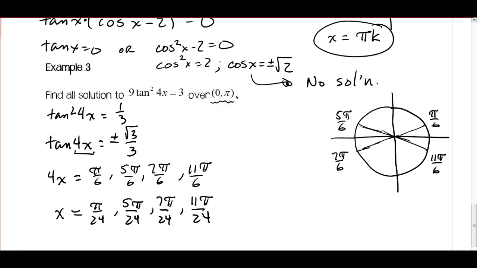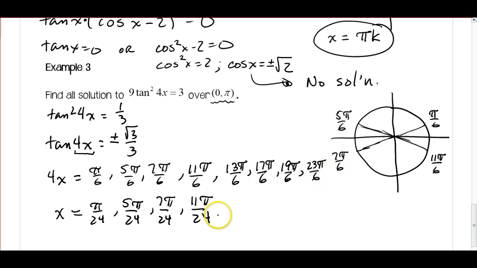This isn't going to give me all the solutions because I want all the solutions from 0 to pi. So what I need to do is find more pi over 6's so that when I divide by 4, I'm going to get some more 24ths, but I want all the 24ths that are less than pi. So after 11 pi over 6, the next pi over 6 is going to be 13 pi over 6. And then if I came all the way over to here, it would be 18, so it's 1 less, 17 pi over 6. 18 pi over 6, that would be 19 pi over 6. And then coming all the way around, that would be 24, so 1 less would be 23 pi over 6.